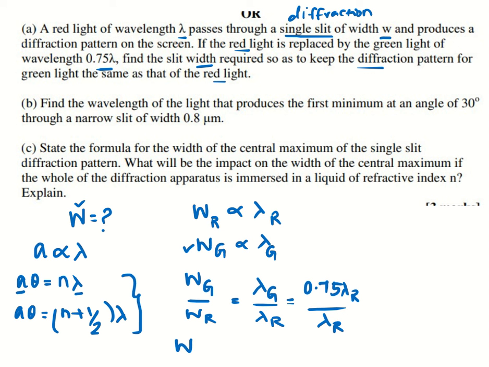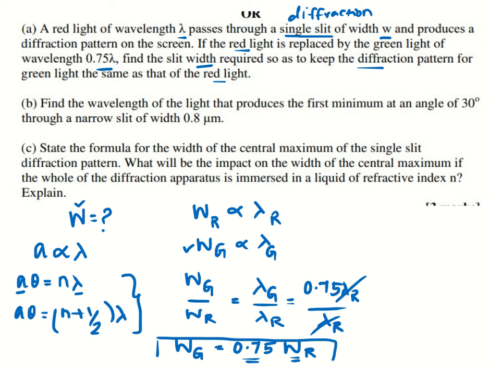Now we can find out WG, the width required for the green light to have a diffraction pattern similar to the red one. WG equals, lambda R will go away, 0.75 times WR. So 3 by 4th of the width used for red light should be used for green light. So that's the answer for part A.